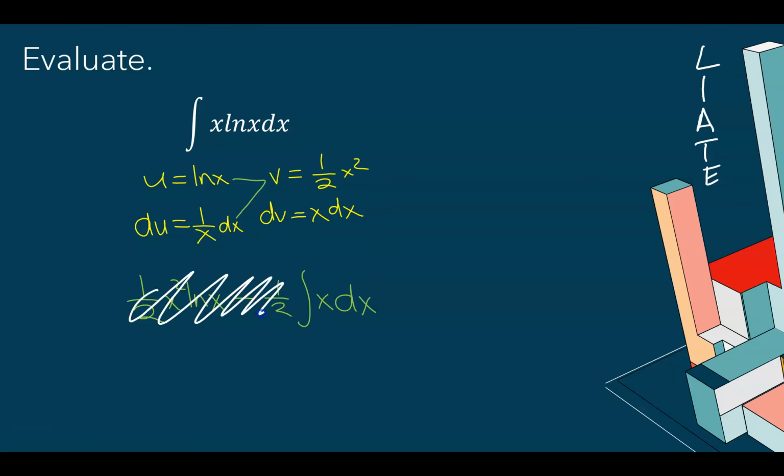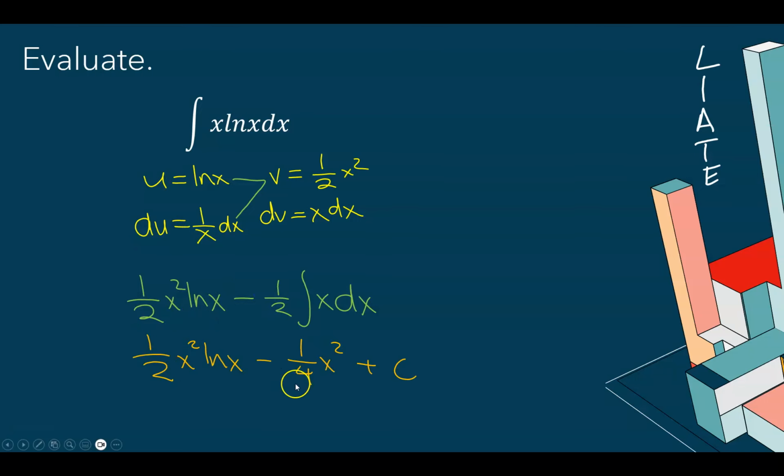Again, I like having that 1/2 out front so I can ignore it. Antiderivative of x is x squared over 2 times 1/2. So minus 1/4 x squared replaces our integral, plus a constant. Don't forget to recopy 1/2 x squared natural log of x.